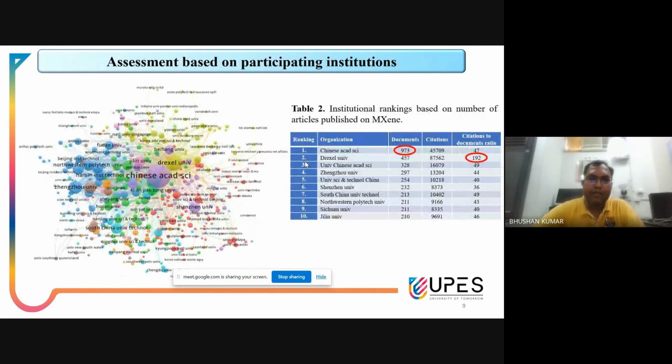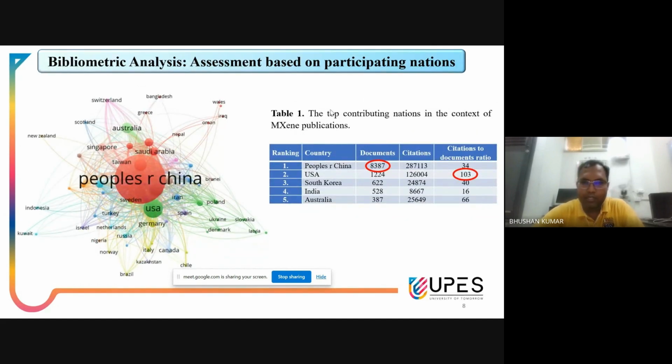In this diagram, we can see the maximum contribution in this area is coming from China. China has produced 8387 publications and the USA produced 1224. But if we look at the citation to document ratio, China has 34, but the USA has 103. So it means the USA's papers are more important in this area, as the USA has produced higher quality papers.